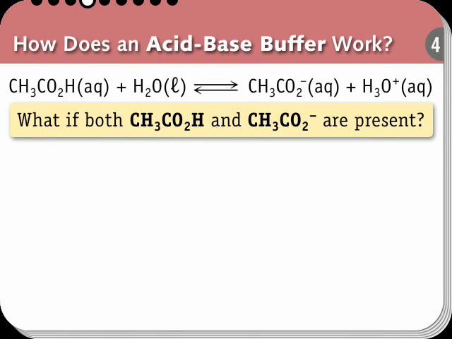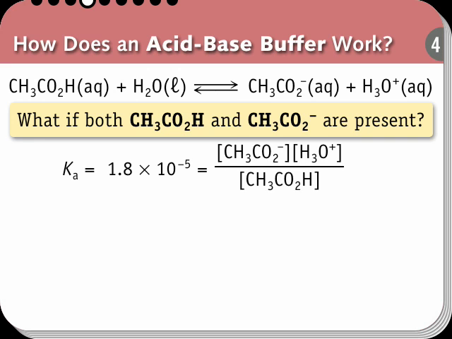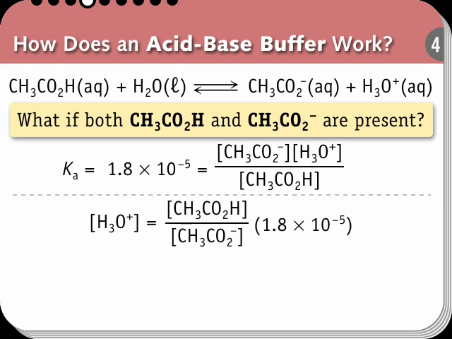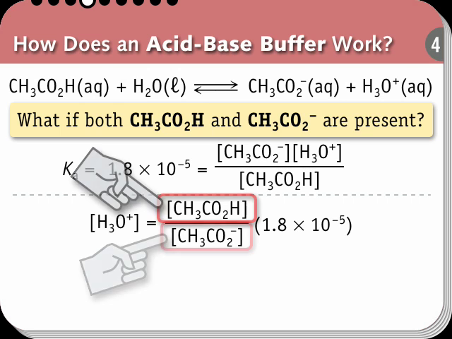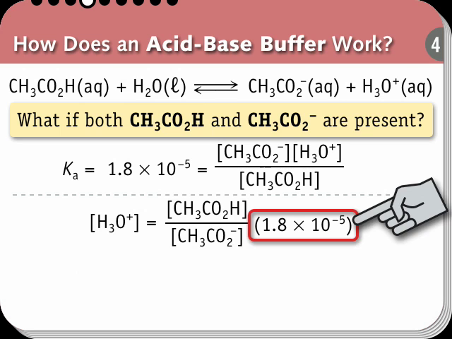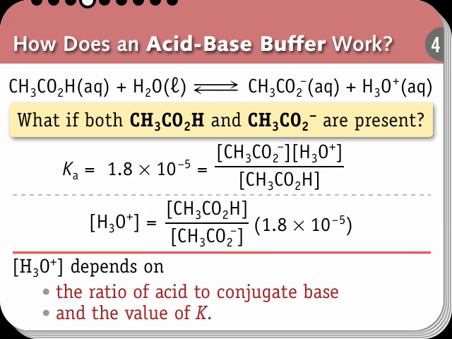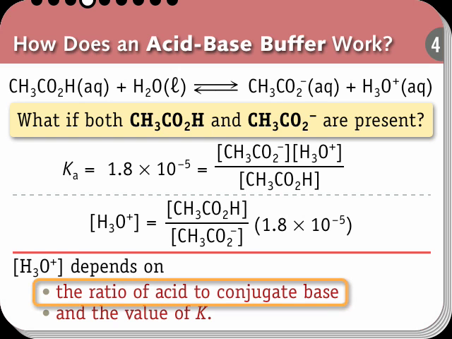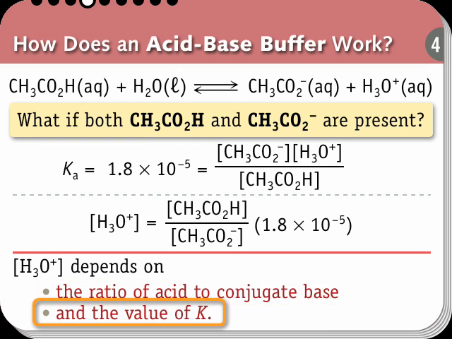Let's consider a buffer solution built from acetic acid and acetate ion. What is the pH of this solution? As a first step, let's rearrange the usual equilibrium constant expression to solve for the hydronium ion concentration. This leads to an expression in which the acid concentration is divided by the conjugate base concentration, and this quotient is multiplied by Ka. That is, we see that the hydronium ion concentration of a solution of a weak acid and its conjugate base is controlled by 1. The ratio of acid to conjugate base concentrations, and 2. By the value of Ka.